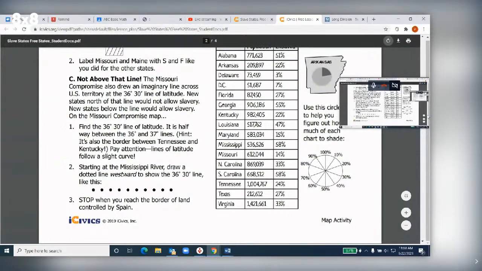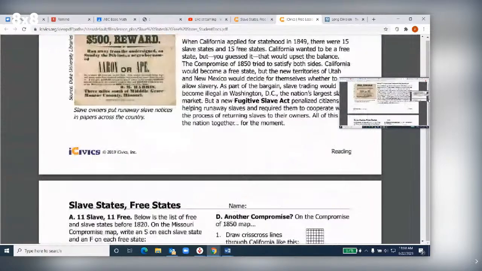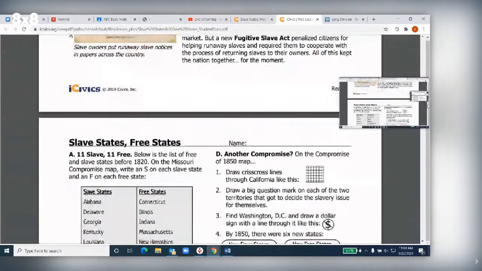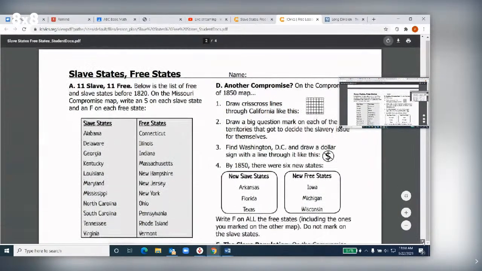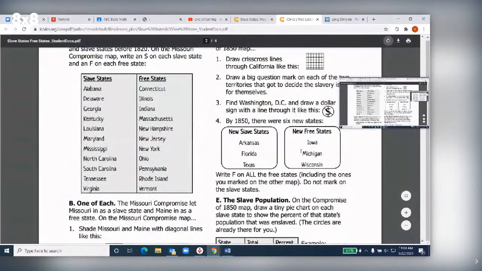So this is just kind of a map exercise, you guys. And then it asks you in California to draw cross lines like this. Then find Washington, D.C. and draw a dollar sign with a line through it like this. And these are the new states in 1850. So you would write free for Iowa, Michigan, Wisconsin. You write slave for Arkansas, Florida, Texas.